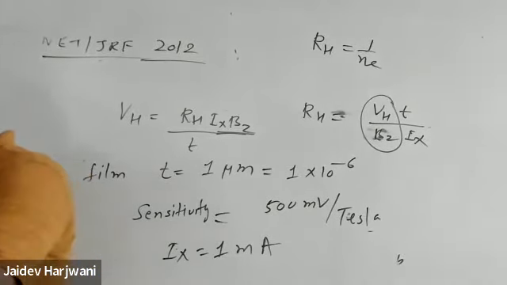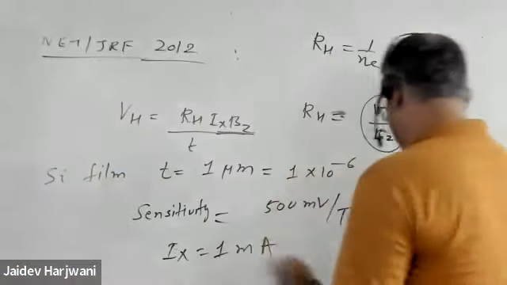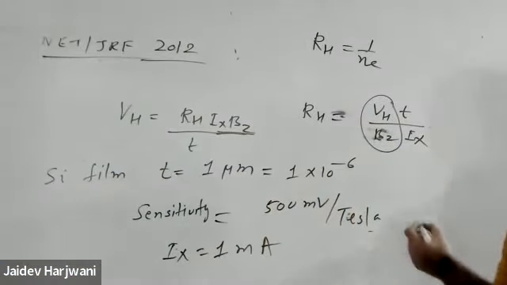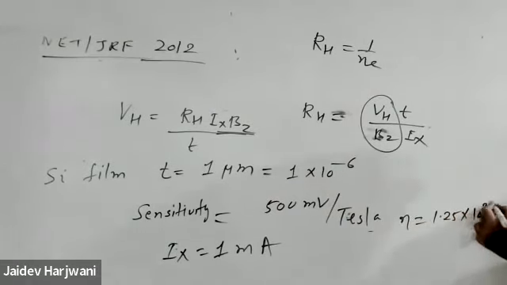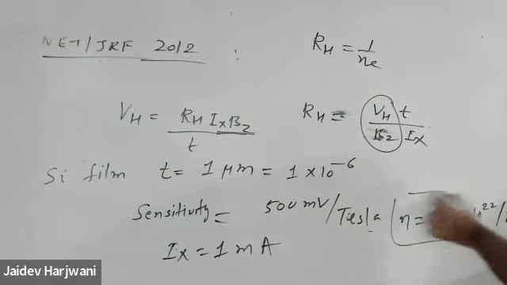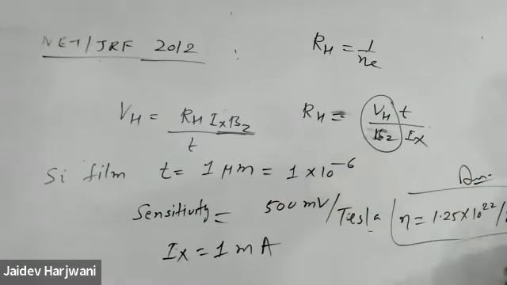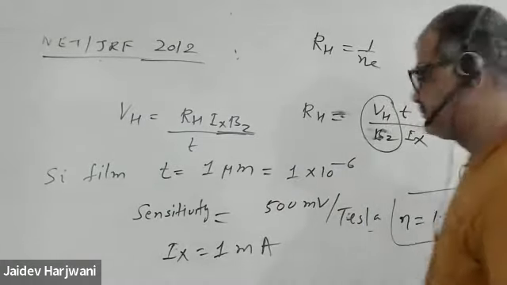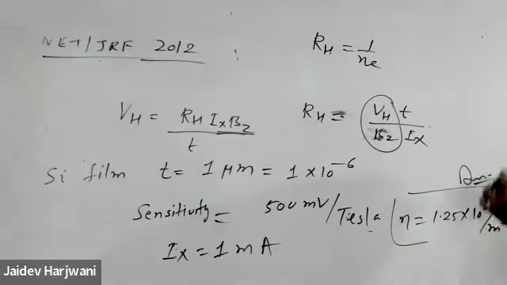What is the answer? 1.25 into 10 to the power 22. Yes. So if I calculate, we get 1.25 times 10 raised to the power 22 per meter cube. This answer should come. I hope all of you are getting this answer.